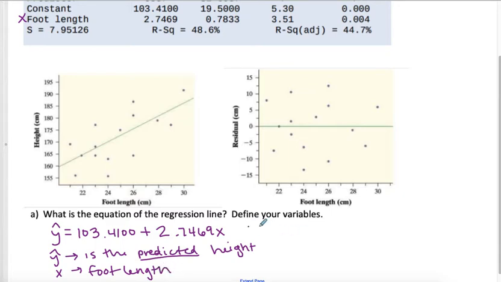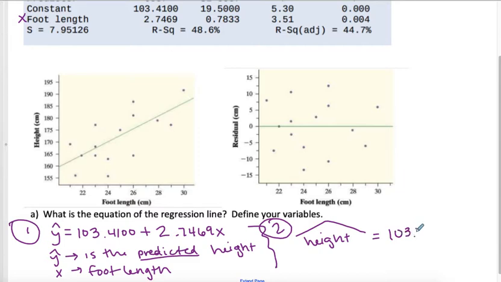Another way that we could have defined our variables is inside the equation. We could have said, here's our height, that's our predicted height, it has the hat on it there, using the same numbers, 103.4100 plus 2.7469, and then we could say, here's our foot length.